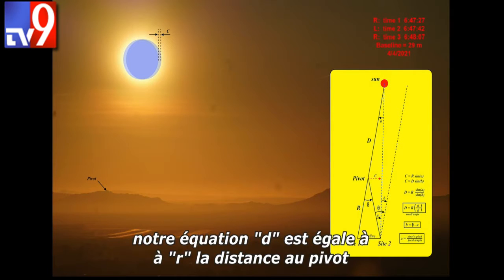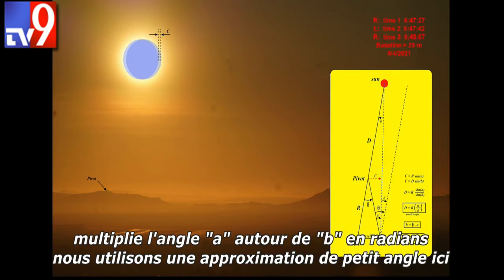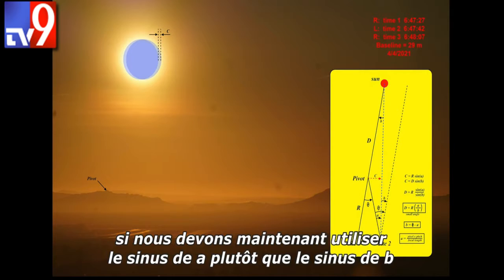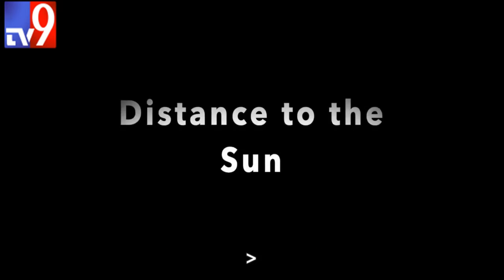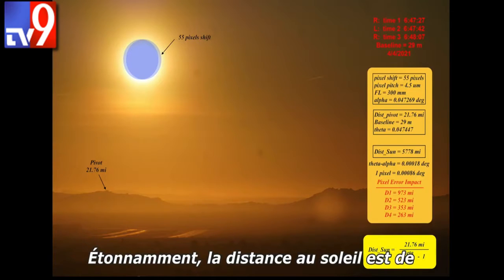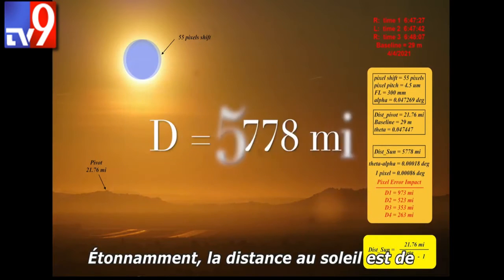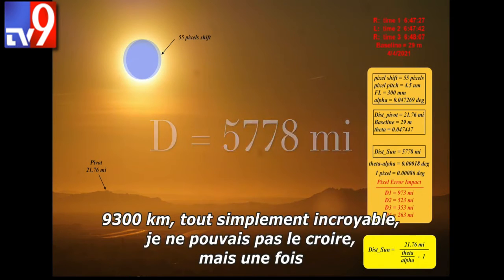D equals R, the distance to the pivot, times angle A over B in radians. We're using a small angle approximation there. If not, we have to use sine of A over sine of B. Fairly simple and straightforward. Very elegant. Shockingly, the distance to the sun came out to 5,778 miles. Just incredible. I couldn't believe it.